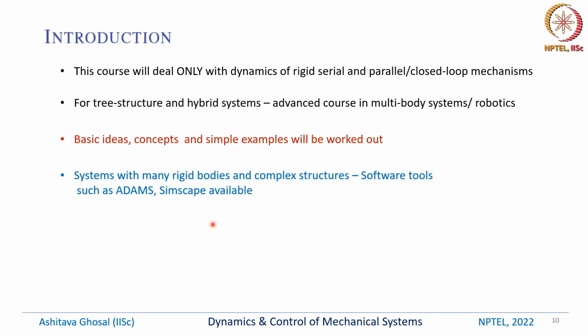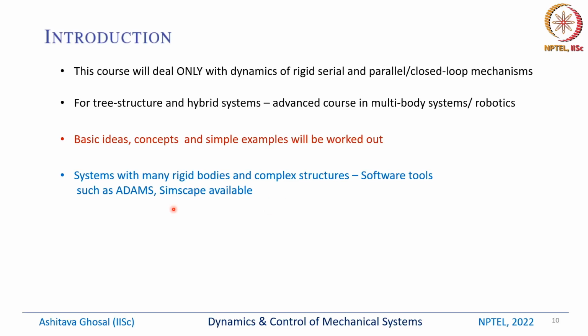If you have a system with many rigid bodies and complex structures like this car or this protein, there are software tools which exist, several commercial software tools. One of them is known as Adams, another is Simscape. Adams is available as a student version. If you are a student and you apply to this company, they will give you a student version. Similarly, Simscape comes with MATLAB. In NPTEL courses, MATLAB is available, so maybe Simscape is also available.